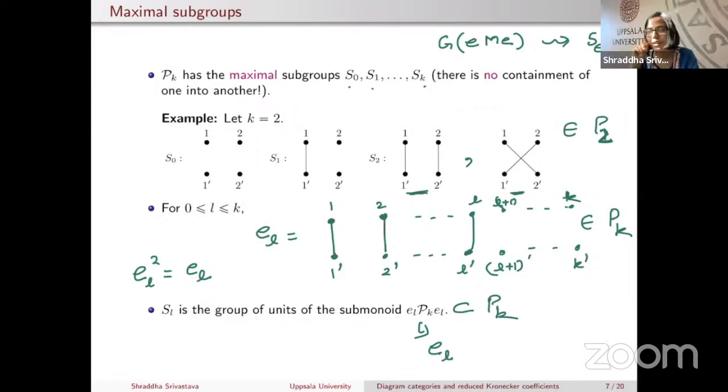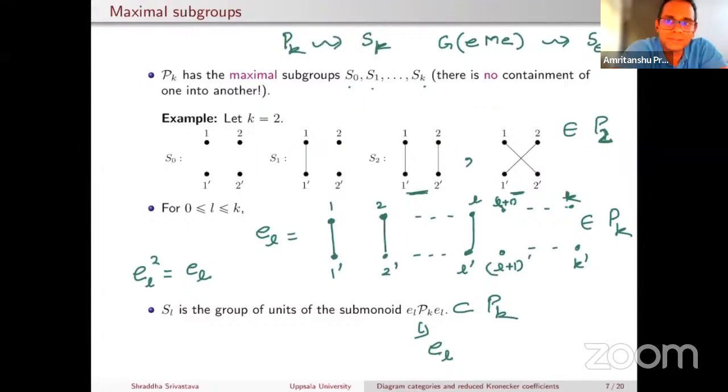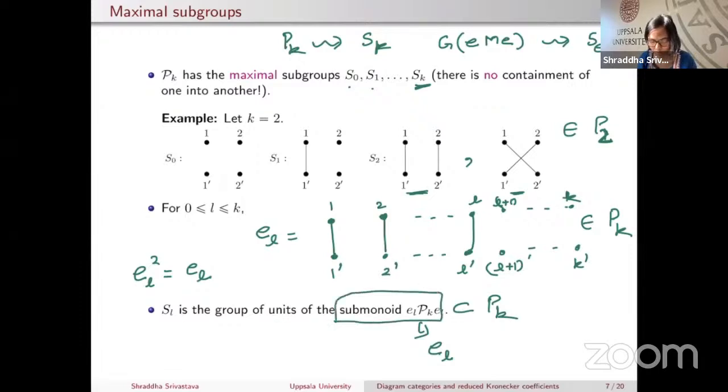So no, it is not maximal in that sense, sorry. If you look at the partition monoid PK, then the subgroup is SK, the full symmetric group. This is the largest one. And those you said are not contained in each other. Exactly, they are not, because the definition of maximal subgroups comes from the submonoid. Take an idempotent, look at the submonoid, multiply E both on the left and right, and look at the group of units there. So for example, if you take EL, sorry.